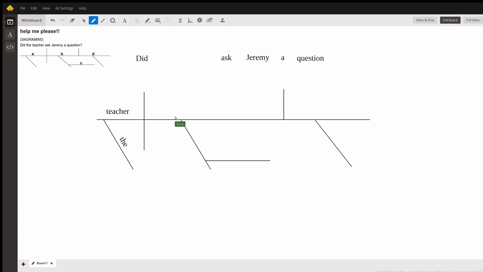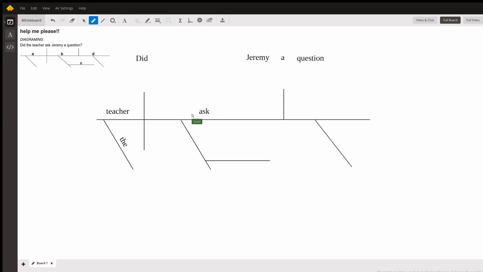Next, this middle section right here is going to be where our predicate needs to go. So we're going to find that. We're going to look for the verb of the sentence. So what's the action that is occurring? The action is the asking. So ask is our verb. We're going to grab that and we're going to move it on to our center line here.